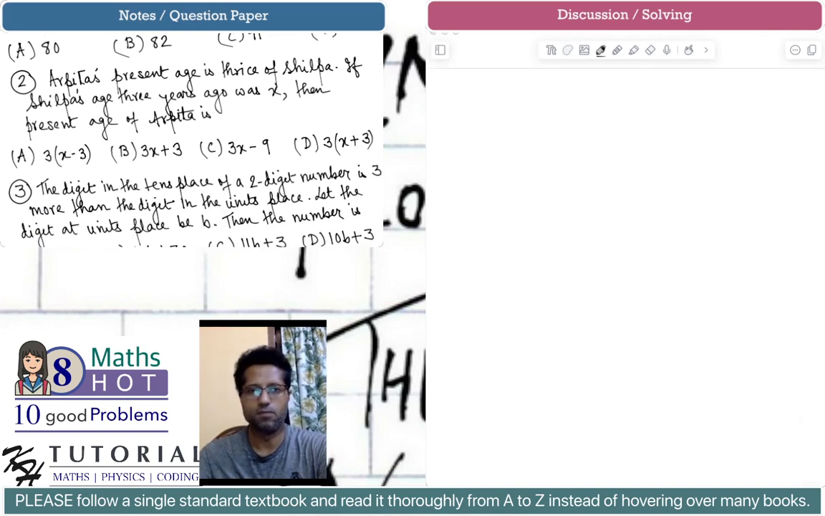So this is a word problem based on ages. Arpita's present age is thrice of Shilpa. If Shilpa's age 3 years ago was x, then present age of Arpita is.